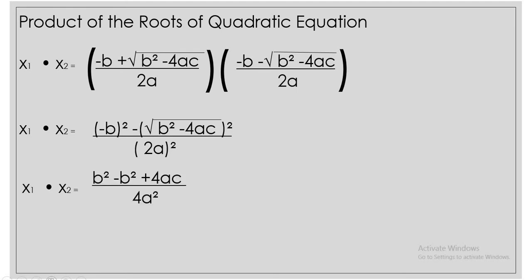Then simplify. We have here negative b squared is b squared minus, you extract it, so you will cancel the square outside and the square root or the radical sign. So it will become b squared minus 4ac all over 4a squared. So b squared minus b squared cancel, and you will have 4ac all over 4a squared. Okay, then your product of the roots is c over a.